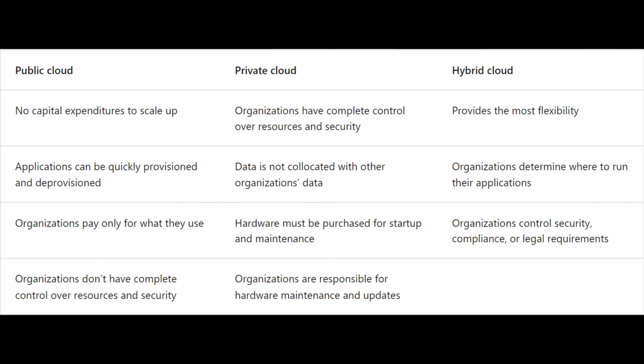In public cloud, organizations don't have complete control over resources and security, because you don't need to maintain them, as we have discussed. Now the private cloud: organizations have complete control over resources and security. We have discussed that if you have contracted a private cloud, then you have to take care of all of it. Data is not collocated with other organizations' data. So without your permission, no one can access your data unless you allow it.